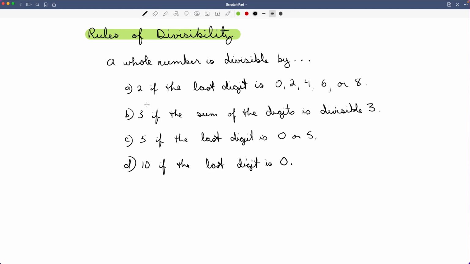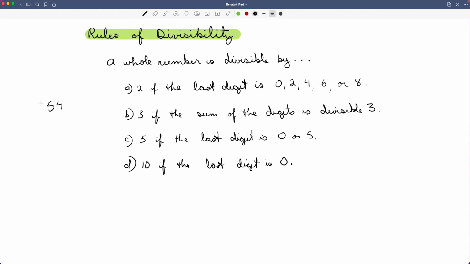A whole number is divisible by 3 if the sum of the digits is divisible by 3. So let's say, for instance, 54, right? That's an even number. We wouldn't think that that would be divisible by 3, but if you add 5 plus 4, you get 9, and we know that 9 is divisible by 3. So therefore, 54 is divisible by 3.